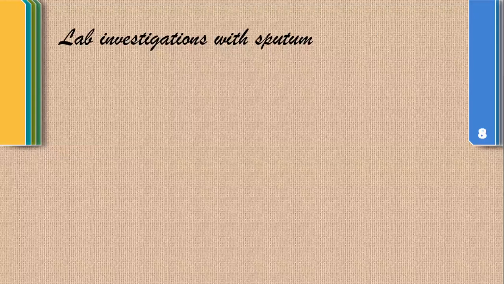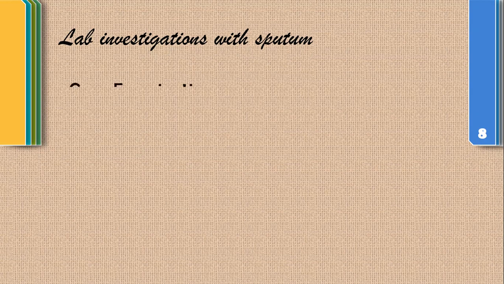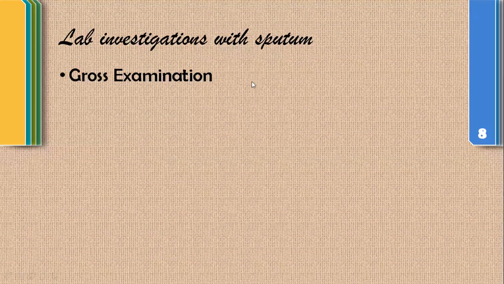So, what are the laboratory investigations that can be performed with sputum? The first thing is gross examination. In this, the laboratory individual checks what the sputum is like on gross examination, whether it is serous, mucoid, or purulent, whether it is blood stained or of any other color, and what its odor is. Anything that is seen by gross examination is noted first.